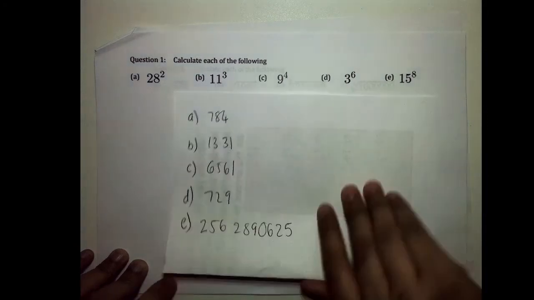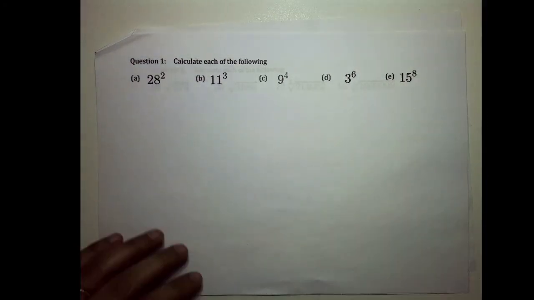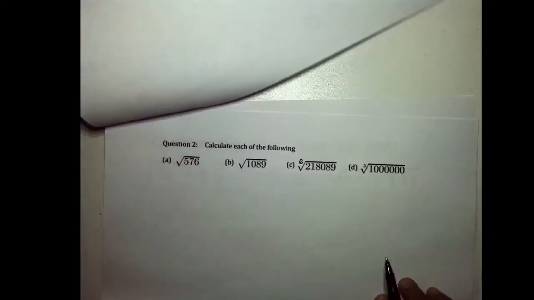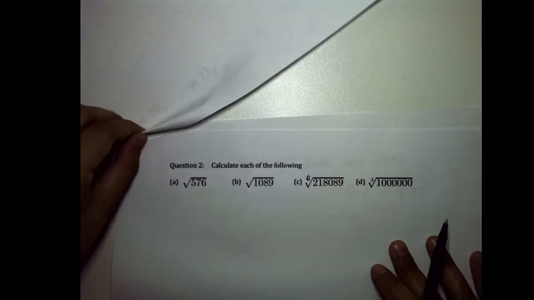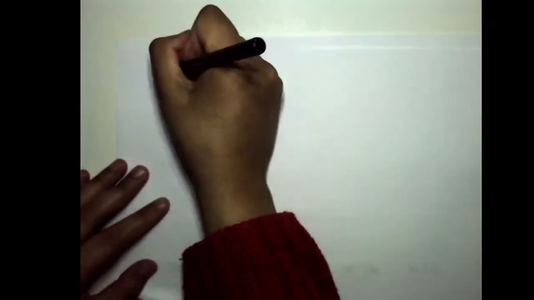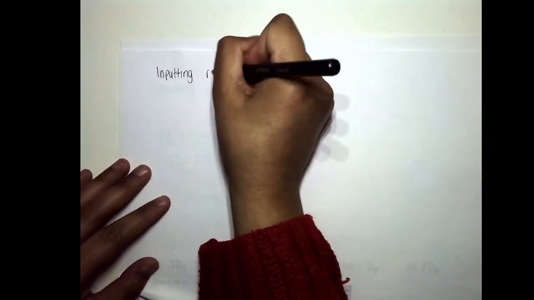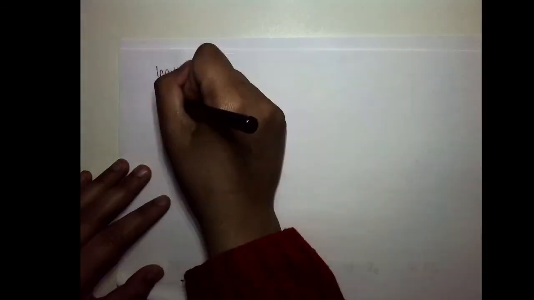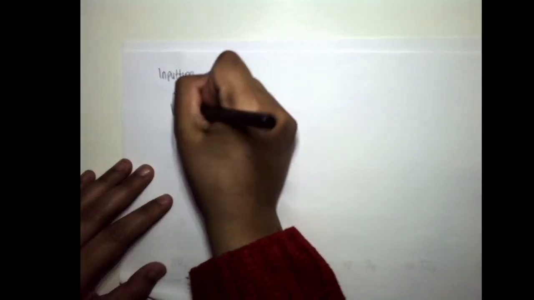Fantastic. Moving on. Now we are going to look at how we input roots into our calculator. Okay? So, inputting roots. So say for instance I want to know what the square root of 36 is. And I want to input that on my calculator.